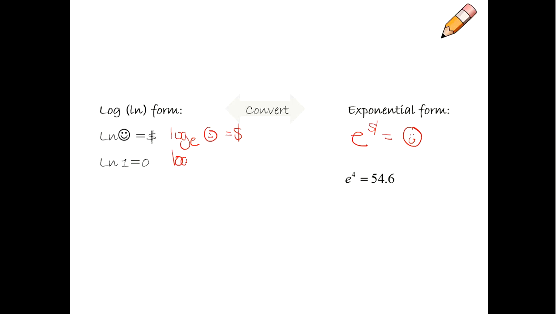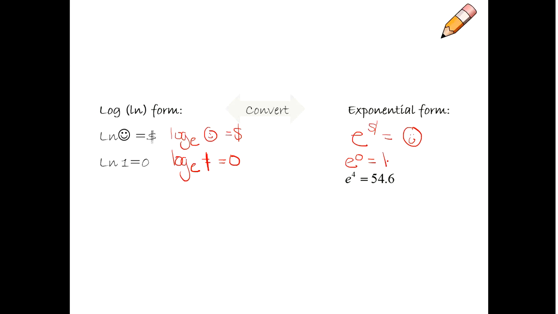Let's try ln of 1 equals 0. Well, that's still log base e of 1 equals 0. So I know that is e to the 0 equals 1. Okay, so doing that simple conversion first is going to be a lot easier for us.